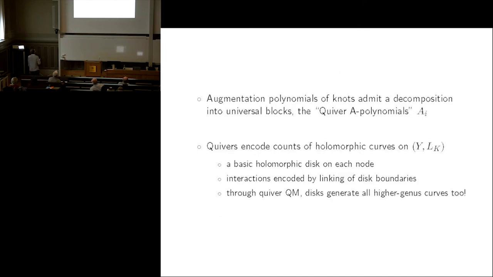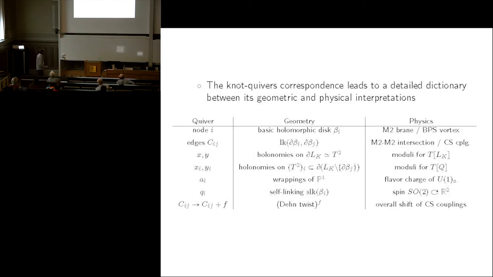From the mathematical viewpoint, what we learned is that, first of all, augmentation polynomials of knots seem to admit a decomposition into universal building blocks. So some very simple polynomials taking a universal form, what we call the quiver A polynomials. And we also learned that the spectrum of holomorphic curves on the conifold in presence of L_K is encoded just by a finite set of basic holomorphic disks. There's one for each node, and their interactions are encoded by how their boundaries are linking in a suitable sense inside the conormal. And then through quiver quantum mechanics, this finite set of basic disks generates everybody else, including higher genus curves.